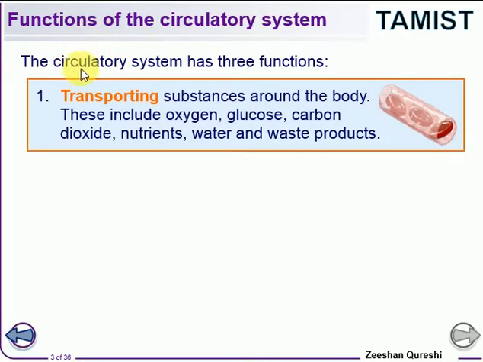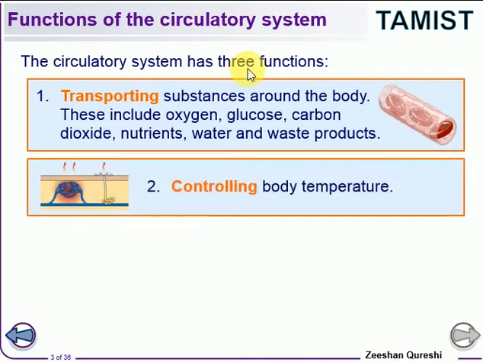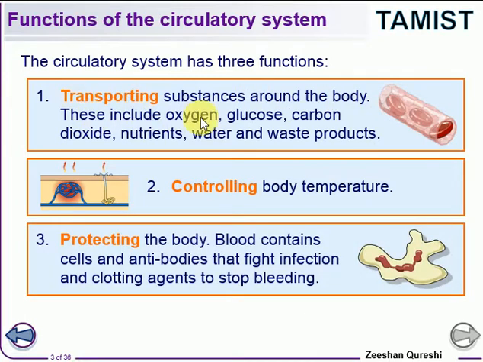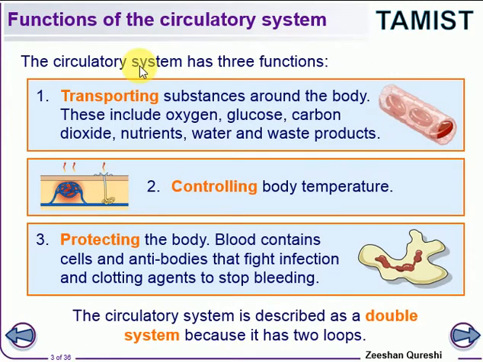Mainly, there are three important functions of the circulatory system. The first one is the transportation of substances throughout the body. The transportation includes oxygen, glucose, carbon dioxide, nutrients, water, and waste products. The circulatory system is also responsible for controlling the body temperature and protecting the body, as the blood contains cells and antibodies which fight against infections, and clotting agents to stop bleeding.